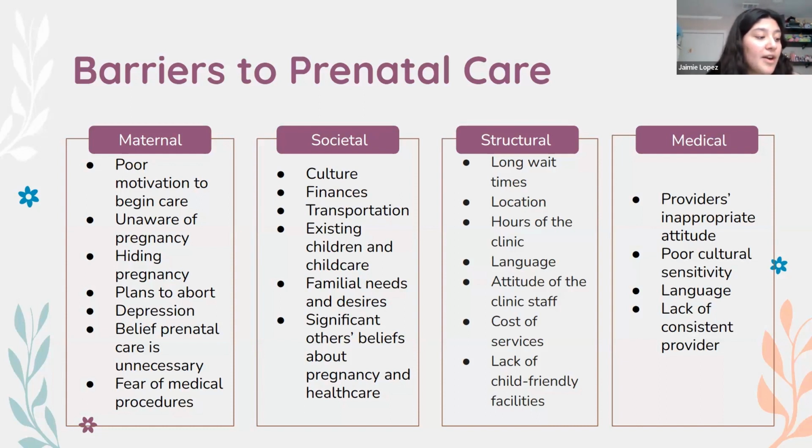One study of middle-class women found that a 6-week wait time for the initial appointment was a barrier, suggesting that access problems exist even for privately insured women. To reiterate, the structural barriers are long wait times, location, hours of the clinic, language, attitude of the clinic staff, cost of services, and lack of child-friendly facilities.